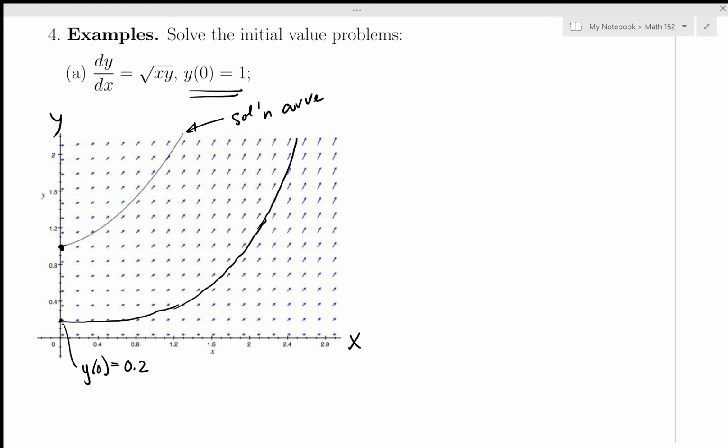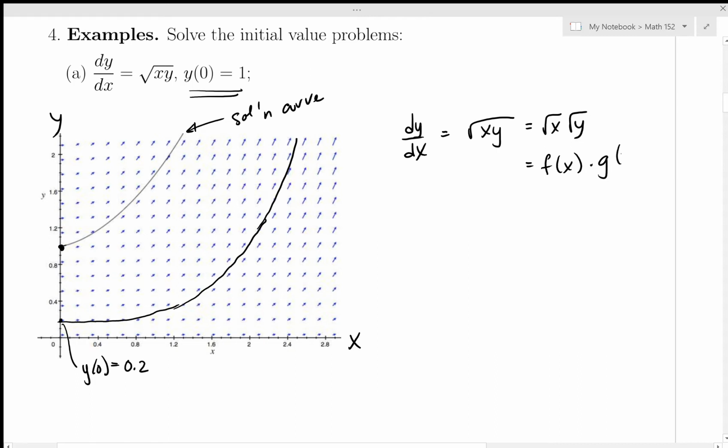Now let us do the highly exciting thing and see how we can solve this separable differential equation. Colloquially, when we want to do these separable things, we put everything to do with y on one side and everything to do with x on the other side. To be slightly more formal, we can write this as square root x times square root y, which is some function of x multiplied by some other function. In this case it's the same function, but it could be a different function of y.